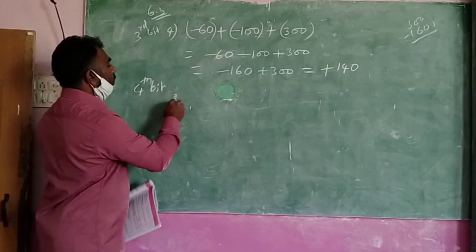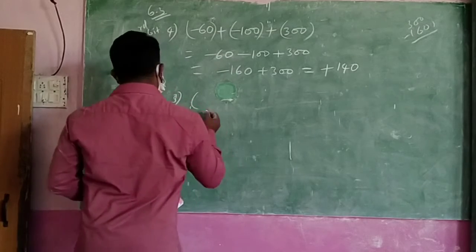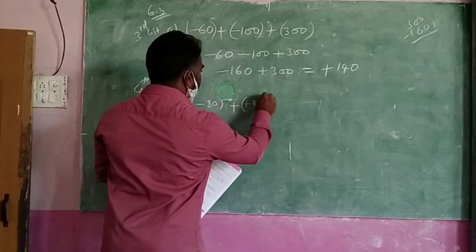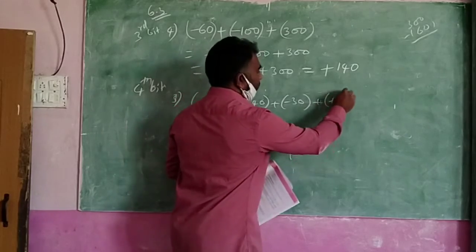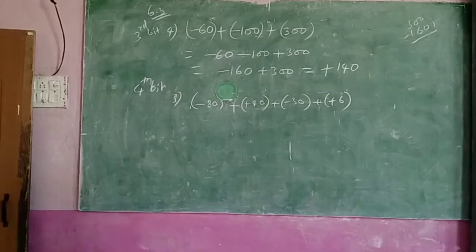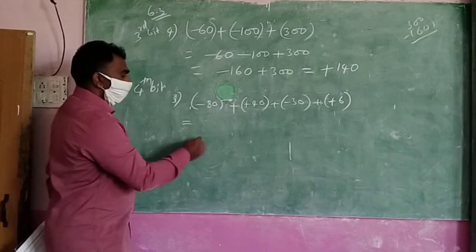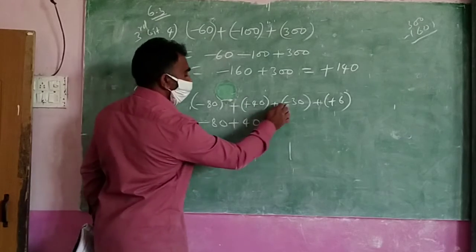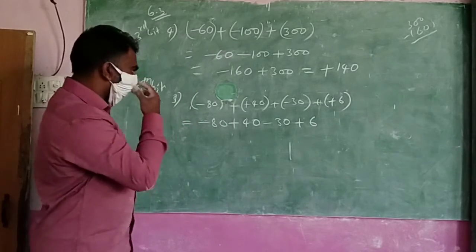So question number 3. What is question number 3? Minus 80 plus 40, plus minus 40 plus 6. Okay, how do you write this? You know that? Say to me. Plus only. Plus 6. Okay. Now here what are there?